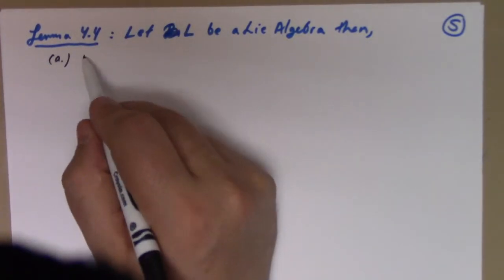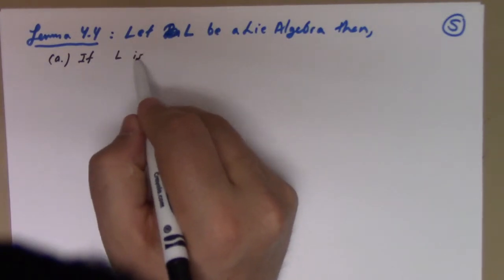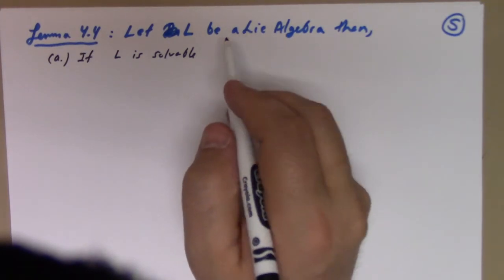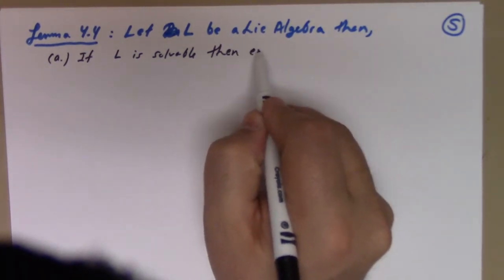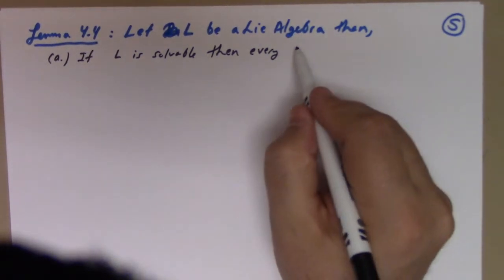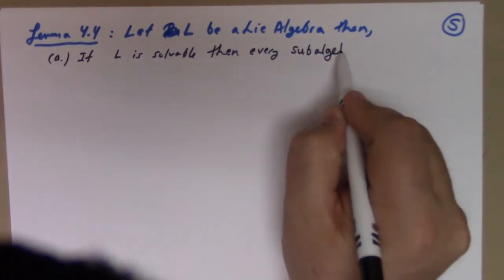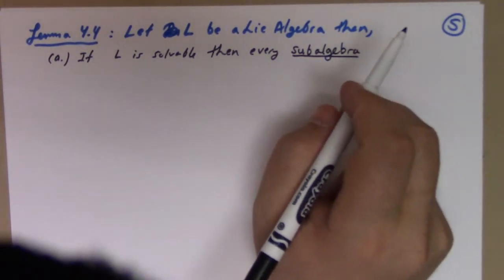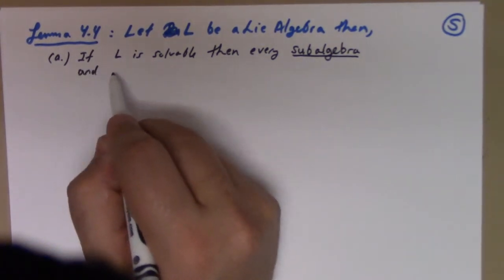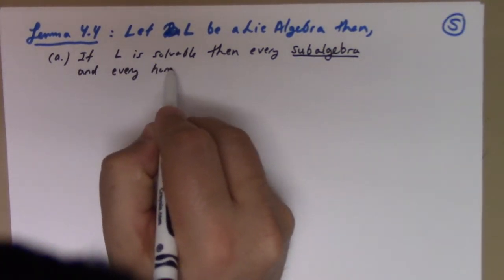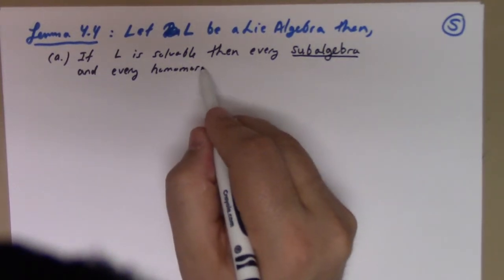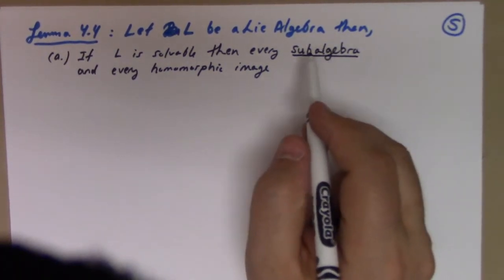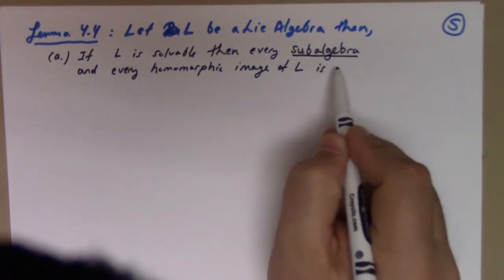If L is solvable, then every subalgebra, what's the subalgebra of a Lie algebra? Some people would say sub-Lie algebra. And every homomorphic image of L is solvable.